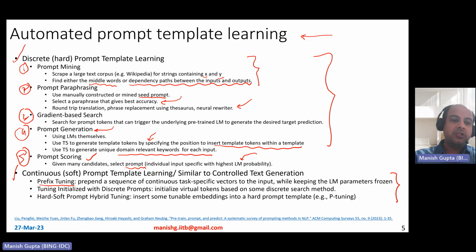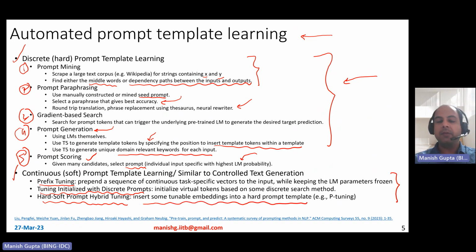You could also initialize using discrete prompts. So you could initialize virtual tokens based on some discrete search method, any of these methods, and then fine tune them as you're doing tuning. And the last one is hard-soft prompt hybrid tuning. You could have some input prompt template of which some of the words are hard, basically fixed, while others are tunable. So you could insert some tunable embeddings into a hard prompt template. One of those methods is p-tuning, or prompt tuning, as it is called.